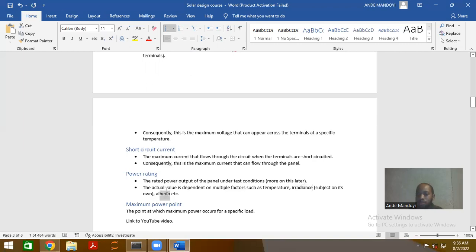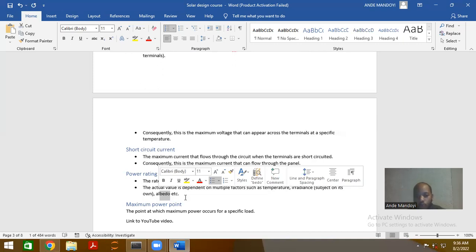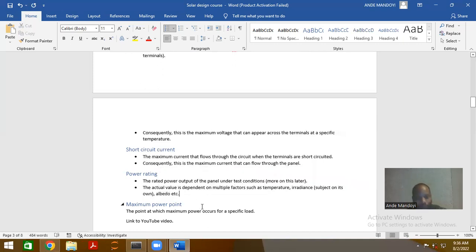Albedo and many others. When we talk about albedo, we're actually talking about the reflective index of the surface. So a red surface won't reflect as much light as a white surface. Snow, for instance, will have a higher albedo and so on and so forth, but more on that later, like I said. Then the important bit is the maximum power point. This is the maximum power that can be obtained for that load level. So if you've got a 5 ohm load connected across that panel, this is a figure where you would obtain the maximum power across that 5 ohm load.